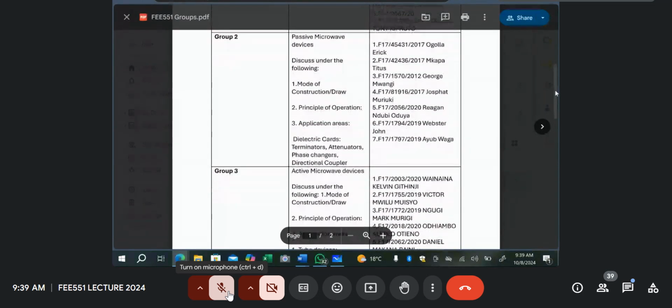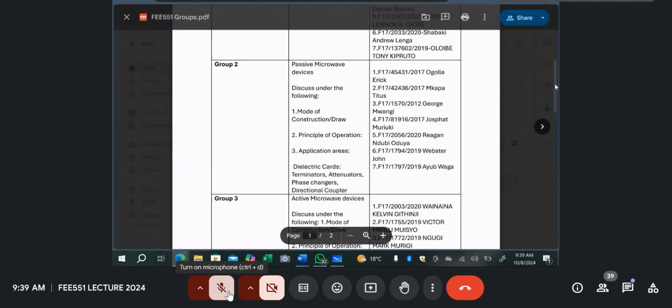What I'm asking, which one is ready? Group 2. So we go like that, isn't it? So we can start with the passive microwave devices. Is that okay, group 2? Are you ready? So here you also need to draw. Then you tell us about the principal operation of that device and the areas of application. Very easy.